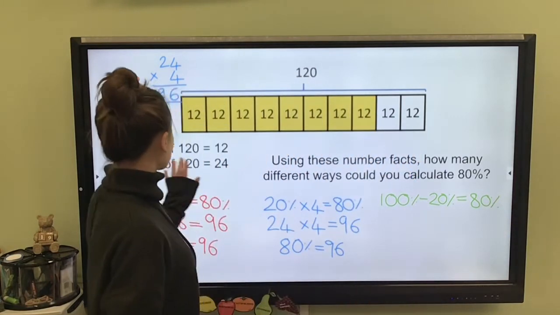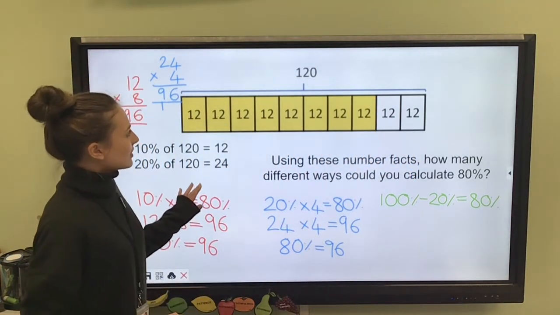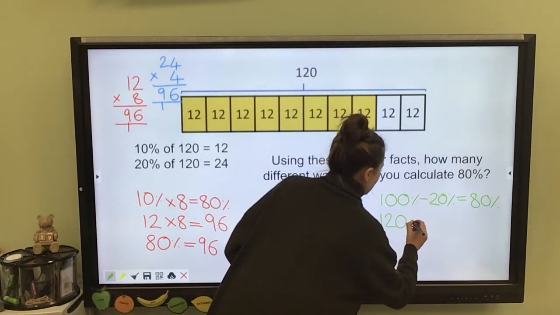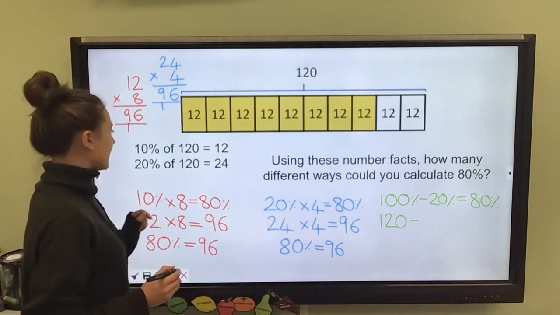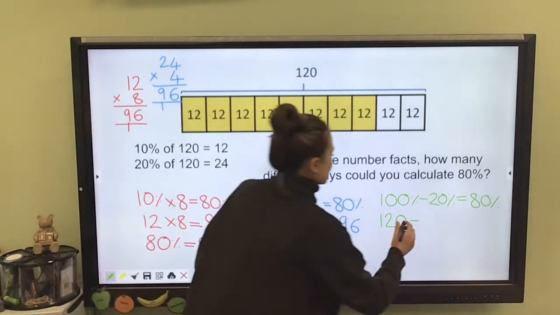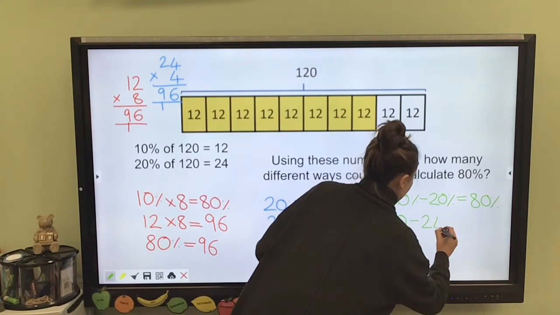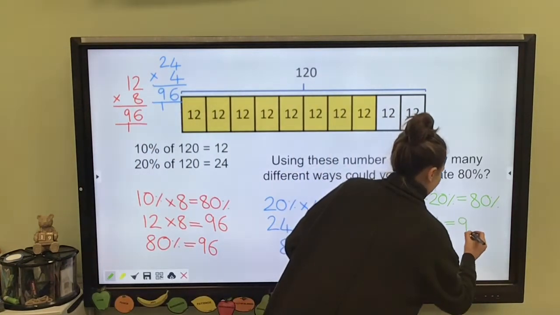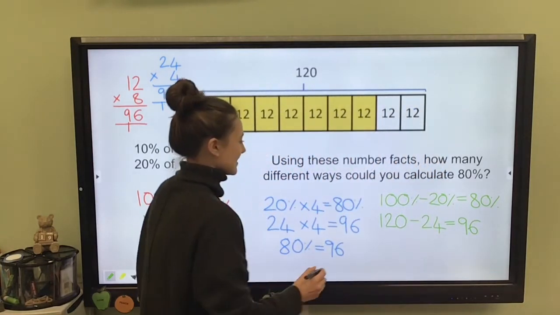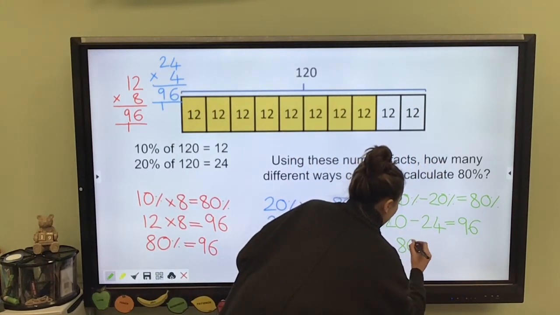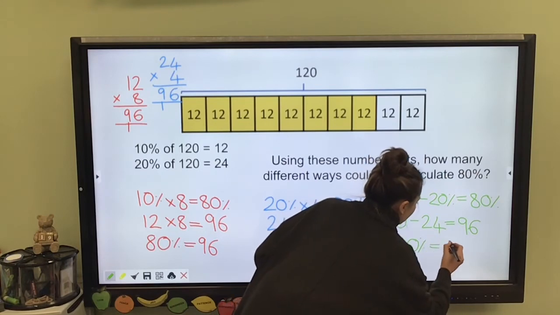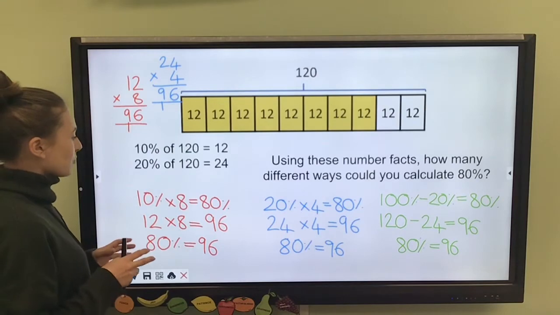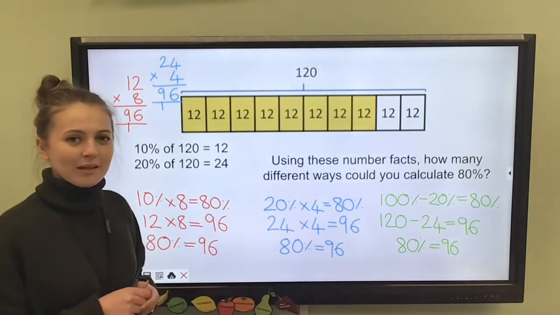Okay, and I already know what 20% is. So I can do 100%, which is 120, take away what I already know 20% is, so take away 24, which equals 96. Perfect, so there we go. For a third time, 80% equals 96. There we go, that's 3 different ways there. I wonder if you can come up with any more.